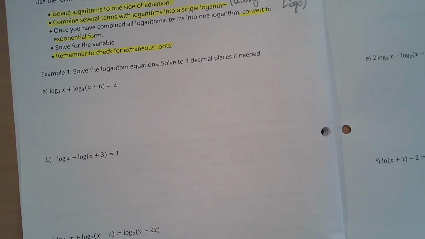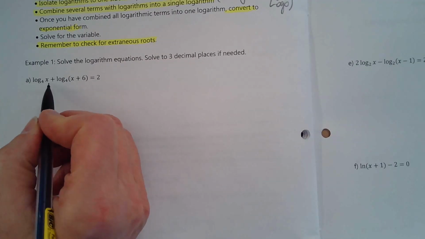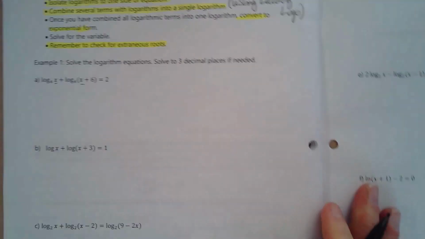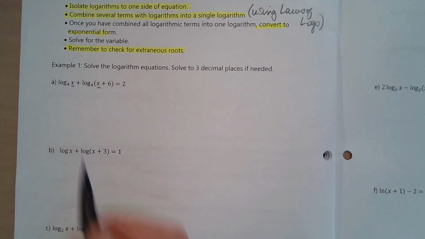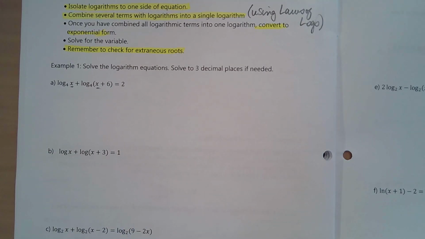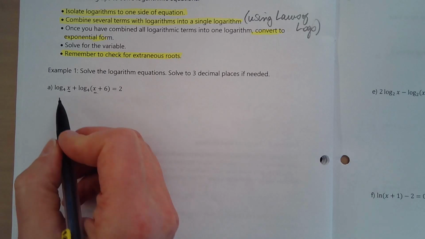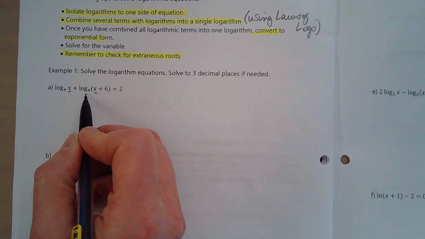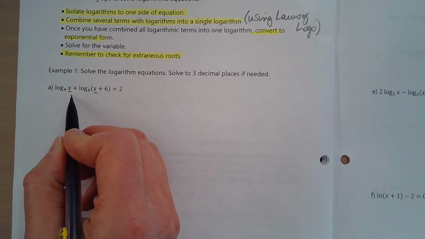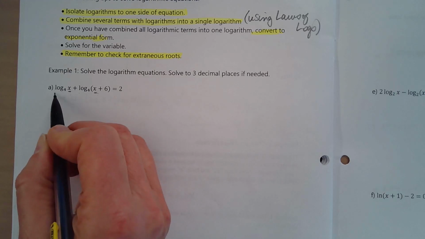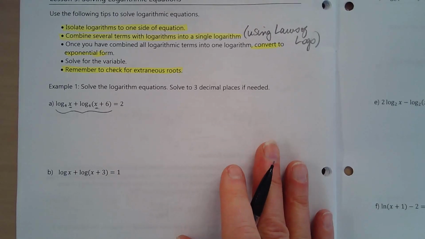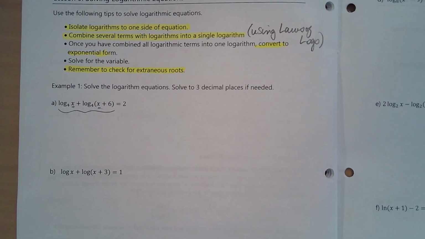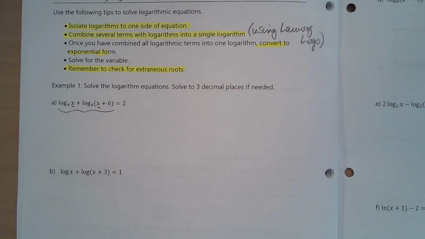But now we're going to solve the types where the x is in the argument. These are the true log equations with x in the argument, and we're going to see how we approach these. So I have log in base 4 of x plus log in base 4 of x plus 6. Because they're the same base, I can combine these into one log. Agreed? That's really the most important part, just combining multiple logs into one.